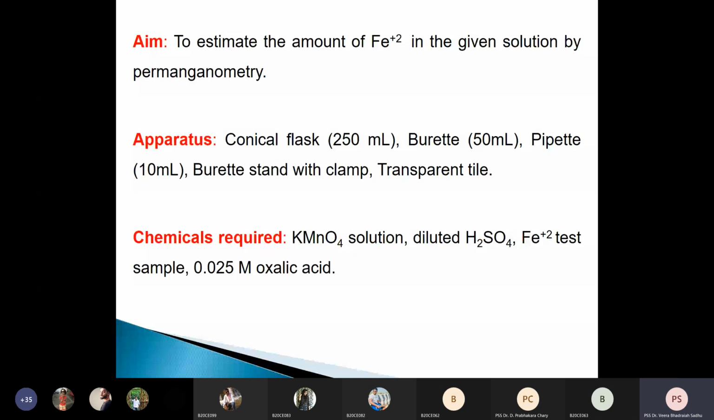Why do you require diluted H2SO4? Because it maintains the pH of the medium. In order to maintain a slightly acidic pH, you add a little amount of sulfuric acid.